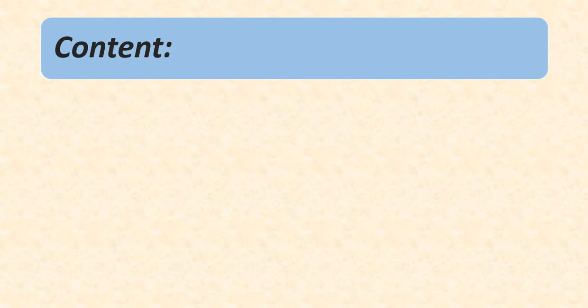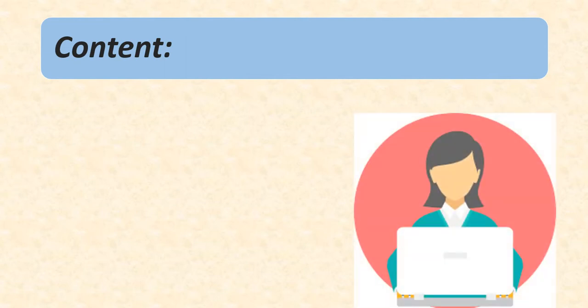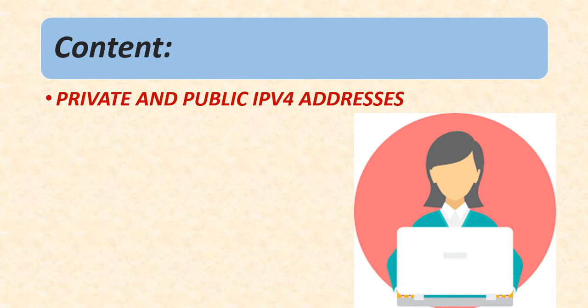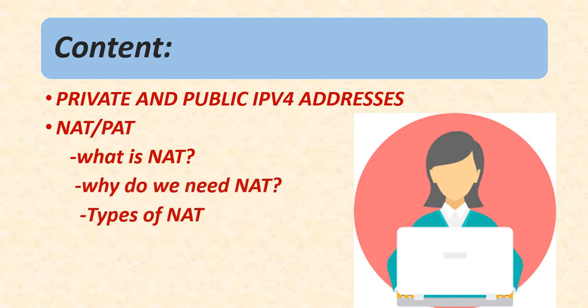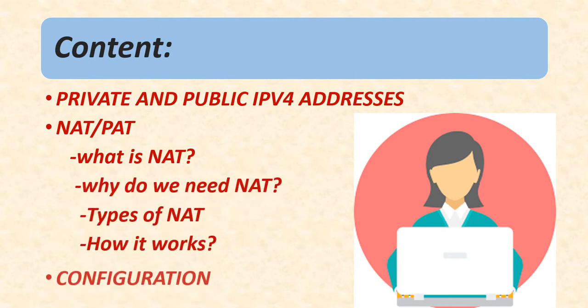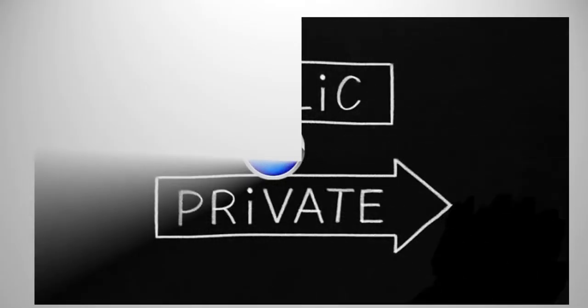But before that, let's discuss the content that we are going to cover in this video. We are going to discuss first briefly about private and public IP version 4 addresses. Then NAT and PAT, in which we will discuss what is NAT, why do we need NAT, types of NAT, how it works, and at the end we will do the configurations. So let's start with public and private IP addresses.